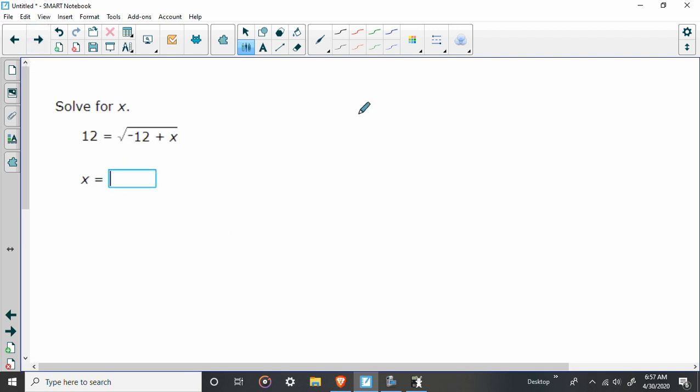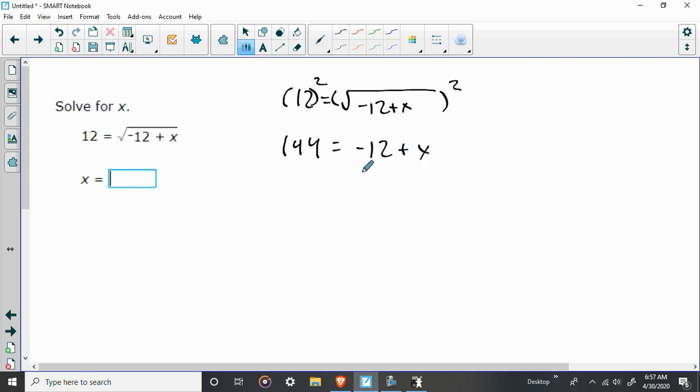Okay, same thing here. 12 is equal to square root of -12 plus x. We're squaring both sides. You should know your 12 times tables. It's 144 is equal to -12 plus x, right? So add 12 here, add 12 here. X will equal 156.